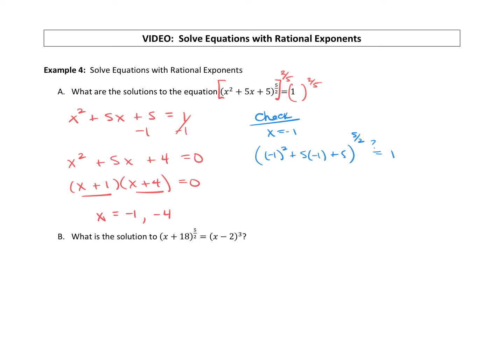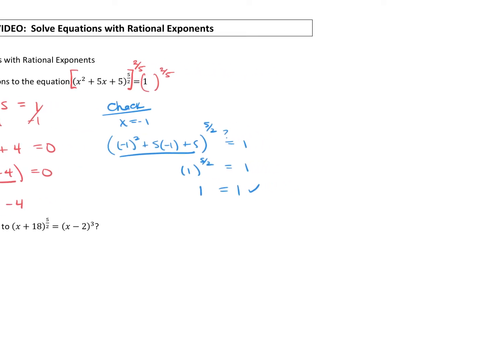So when you do all this math on the inside, again, grab your calculators, no problem, as long as you promise me you will use those parentheses. Inside the parentheses, that simplifies to just a 1 raised to the 5 halves power. And remember, 1 raised to any power and then taking any root just does give you back a 1. So 1 equals 1. That one worked out. Now we have to check our other solution, which was x equals -4, to see if x does in fact equal a -4.